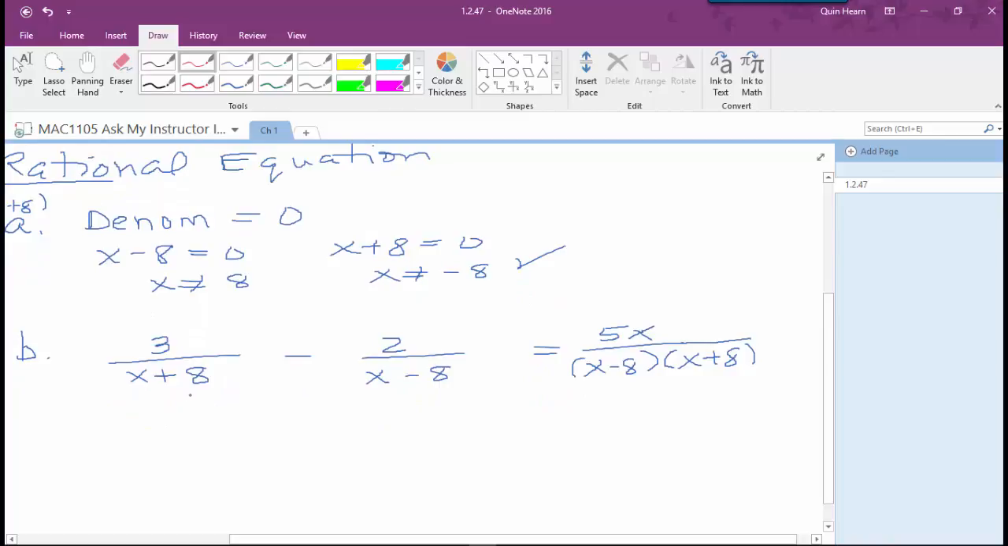The least common denominator is really just all the unique factors represented to the highest power they appear. The x plus 8 is a factor, the x minus 8 is a factor. Factors, remember, are just things being multiplied. And none of these factors has a power, so we don't have to worry about that. So our least common denominator, LCD, is x minus 8, x plus 8.